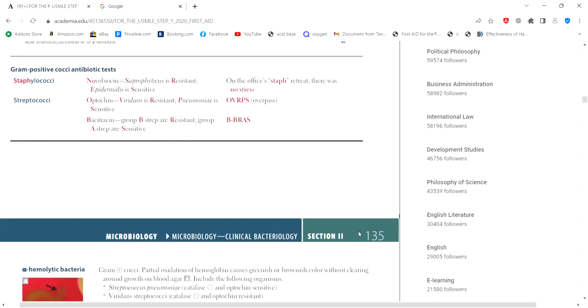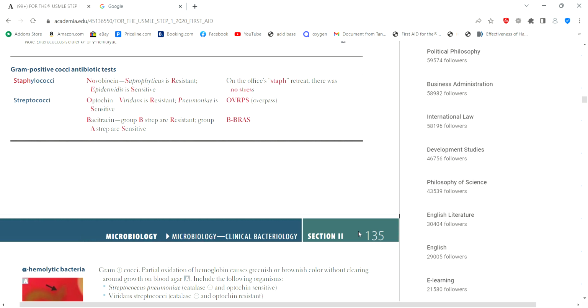All right, so gram-positive cocci antibiotic tests. We have Staphylococcus. Remember how we said there is Staphylococcus saprophyticus and epidermidis. So here, novobiocin: saprophyticus is resistant. Staphylococcus epidermidis is sensitive to novobiocin. Okay, now next, Streptococcus. Here we have optochin.